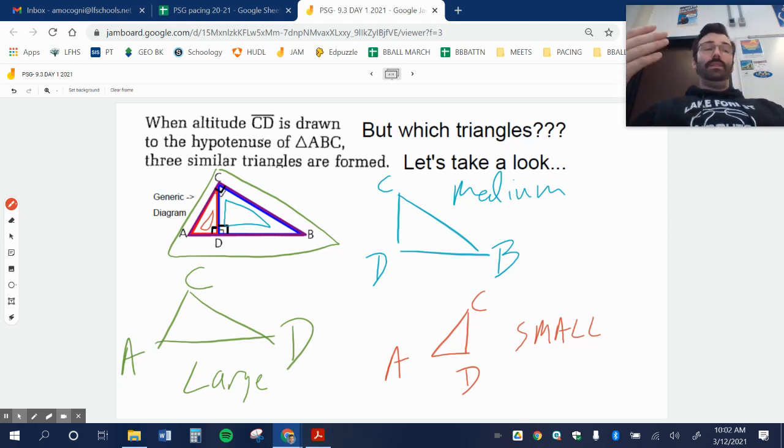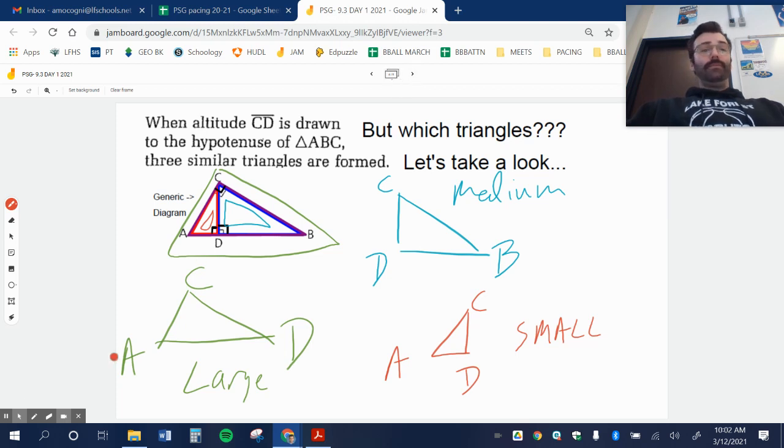That's going to help me set up my correct proportion. That's what I want to decide. Which two triangles am I comparing? The small, the medium, or the large? Well, in Starbucks terms, since I'm drinking Starbucks right now, is it the tall, the grande, or the venti? This one's a venti.